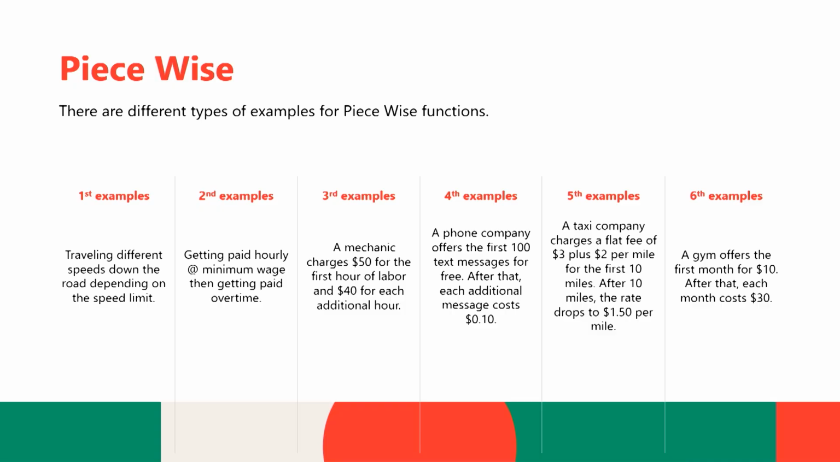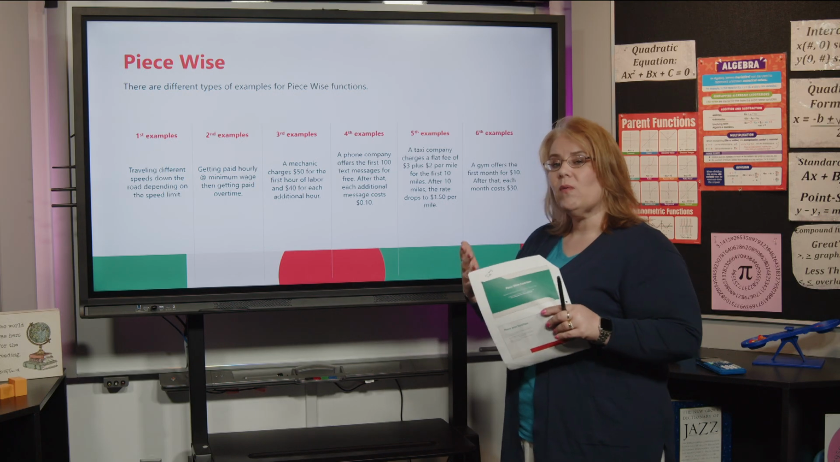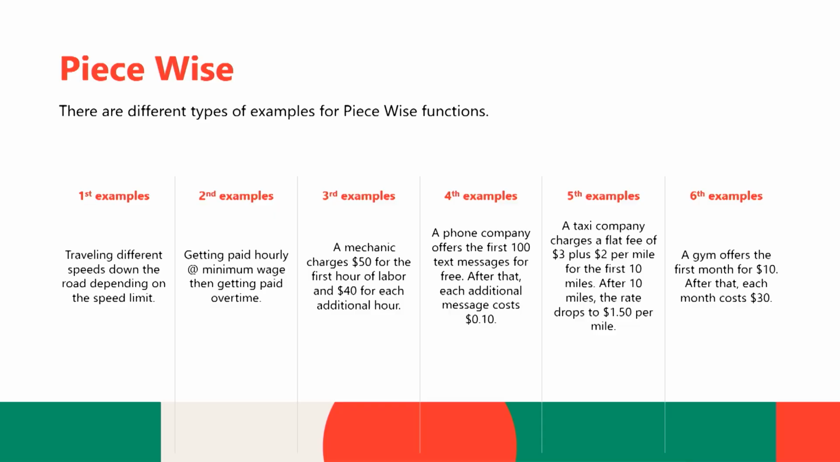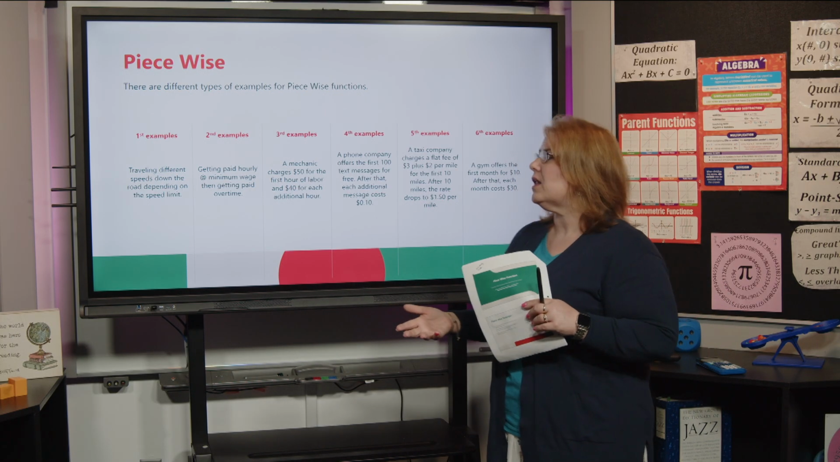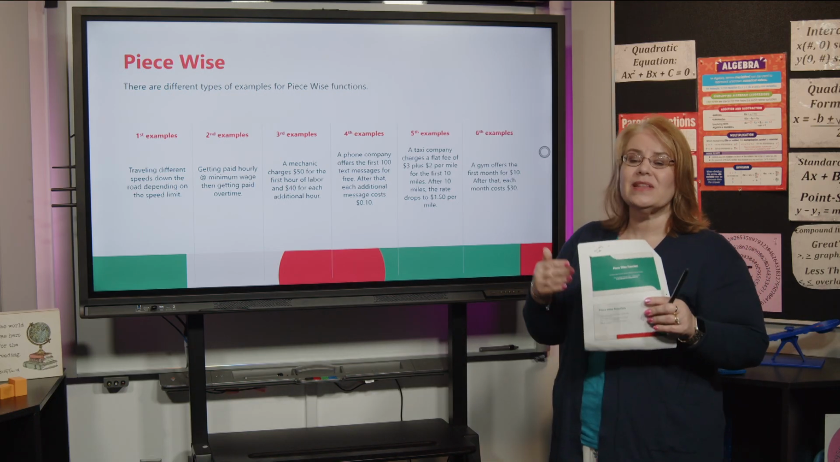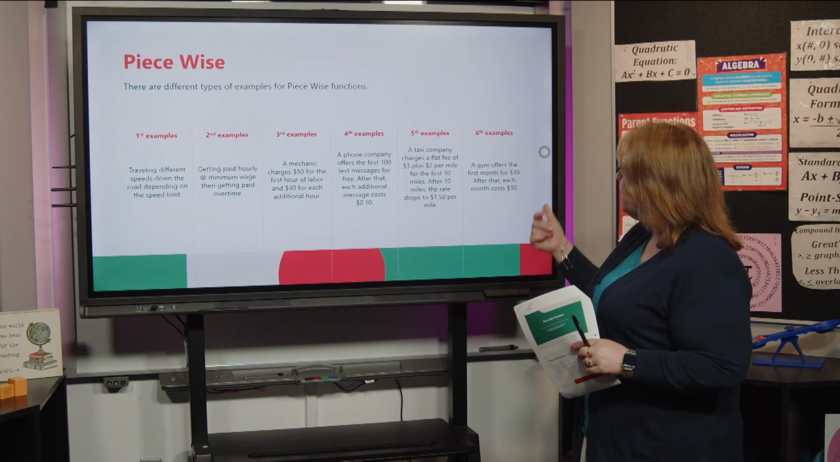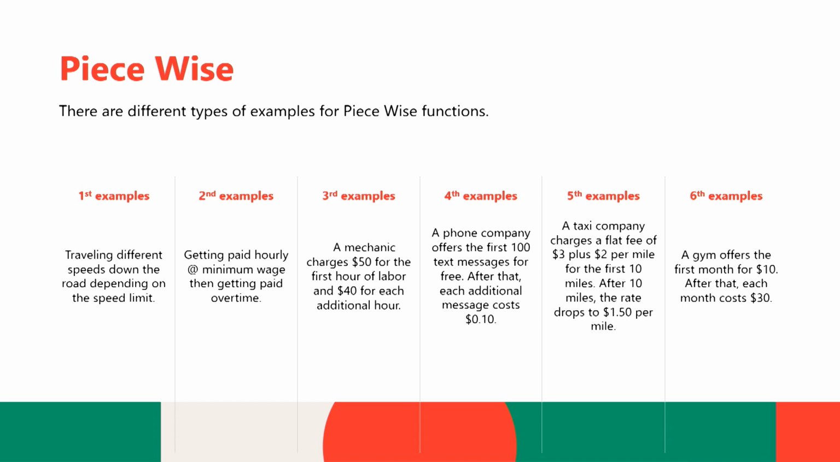Our second one says getting paid hourly at minimum wage, then getting paid overtime. So you're going to get a different amount when you get paid overtime. Let's look at the third one. A mechanic charges $50 for the first hour of labor and $45 for the additional hours. So that first hour you're paying $50, and then the next ones you're paying less, and so forth. So there's a different piece or a different limitation depending on the money. The fourth one: a phone company offers the first 100 text messages for free. After that, each additional text message is 10 cents.